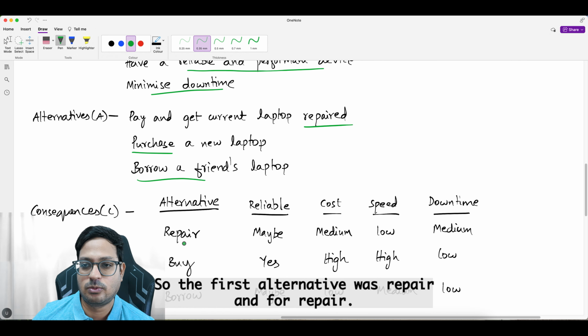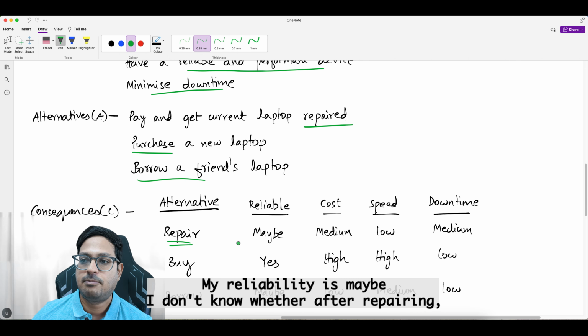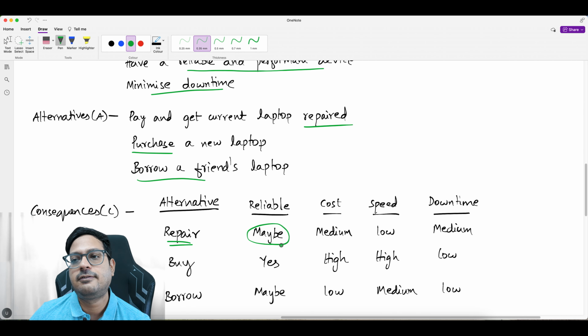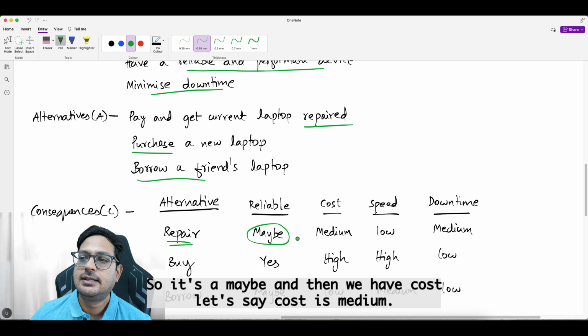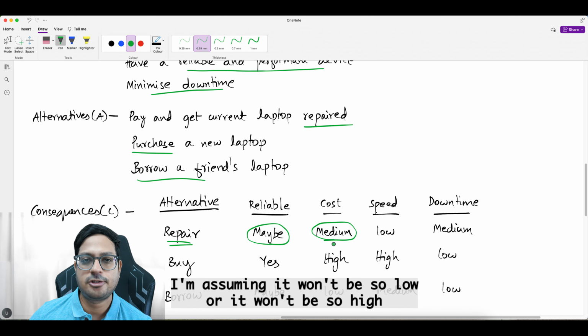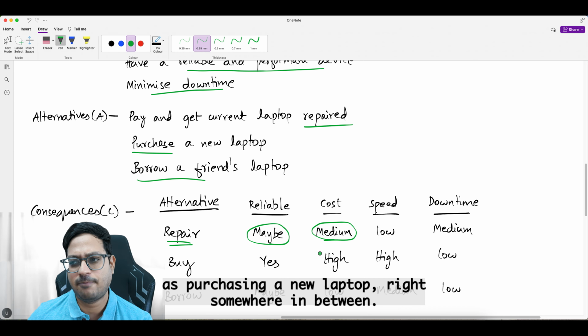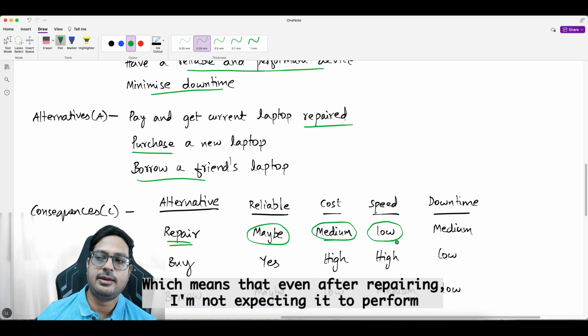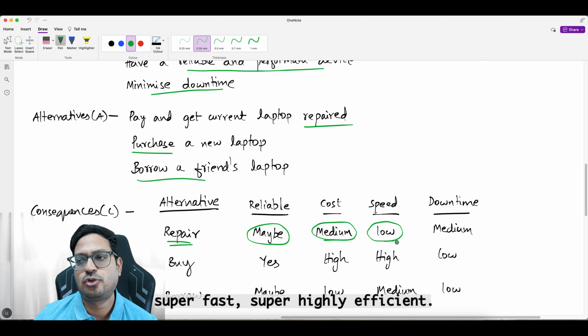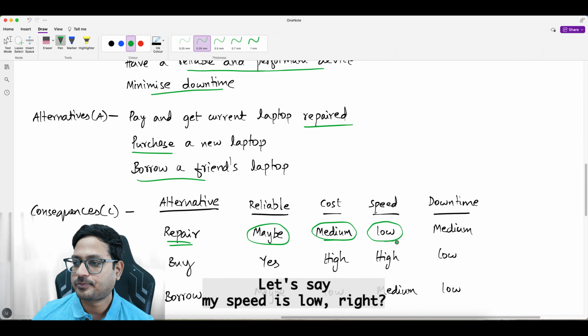So the first alternative was repair, and for repair, my reliability is maybe. I don't know whether after repairing my laptop will be as reliable as before, right? So it's a maybe. And then we have cost. Let's say cost is medium. I don't know what the repair cost will be. I'm assuming it won't be so low or so high as purchasing a new laptop, right? Somewhere in between. And speed is low, which means that even after repairing, I'm not expecting it to perform super fast, super highly efficient. Let's say my speed is low, right?